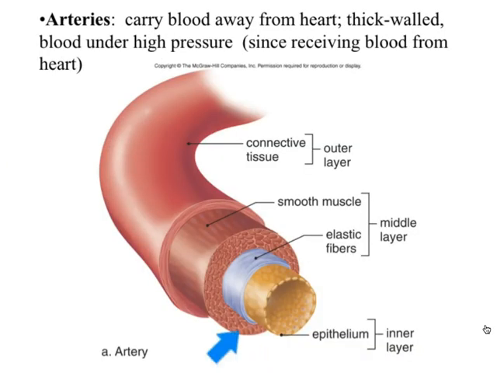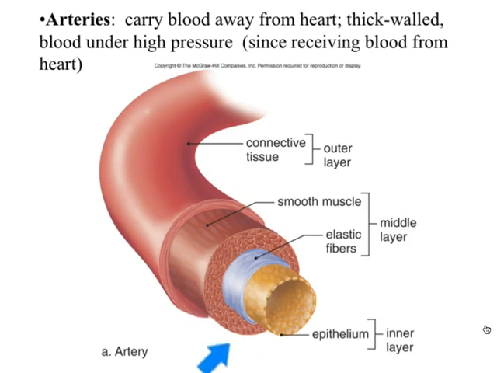Now, one thing about arteries is that they can only carry blood away from the heart, but they do have this very thick layer of smooth muscle tissue that will be able to contract and relax to allow the blood to flow through. And because it is under higher pressure, this is going to help withstand that pressure as it is going to be released away from the heart.